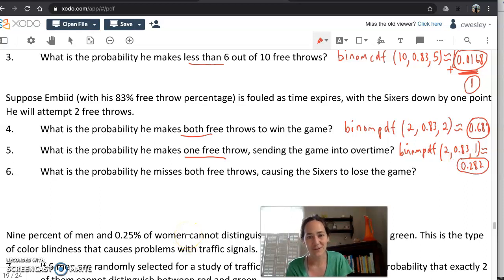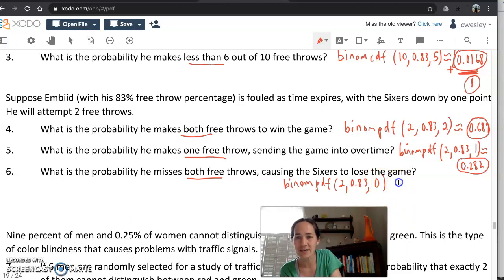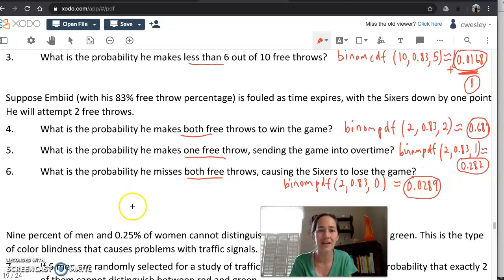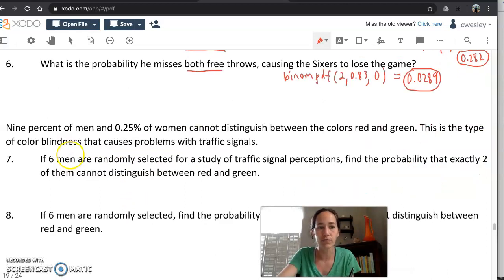There is the other possibility, and as a Sixers fan, we know this could happen. What's the probability he misses both? A binom PDF. I'm still going to say he has 2 shots, and it's a 0.83 chance of success, but he's going to get 0 shots in, causing the Sixers to lose the game, and this is a slight 2% or 3% chance, 0.0289. Like that. So all 3 of those, I didn't see at least, at most, I didn't see any instance where we're adding cases together. So no CDFs required in 4, 5, and 6.